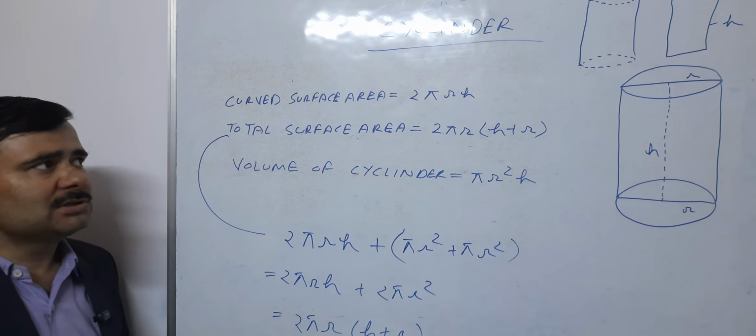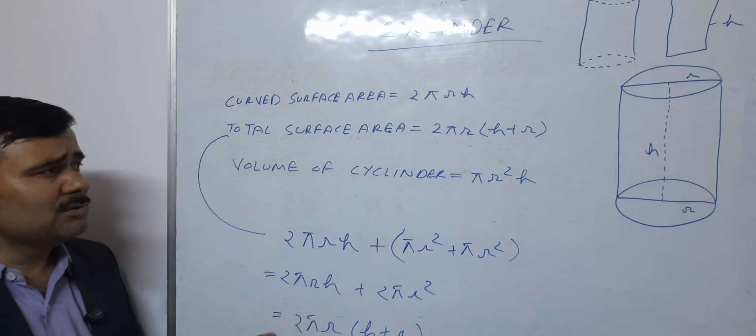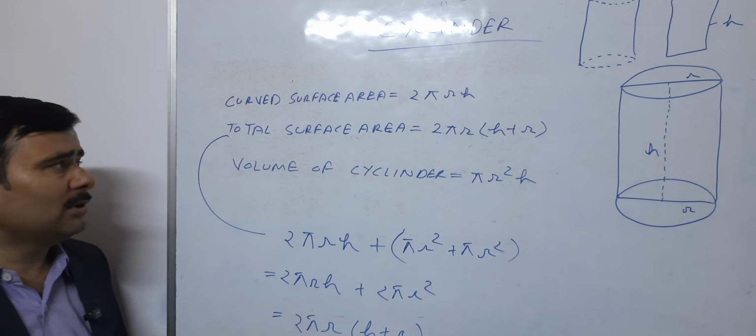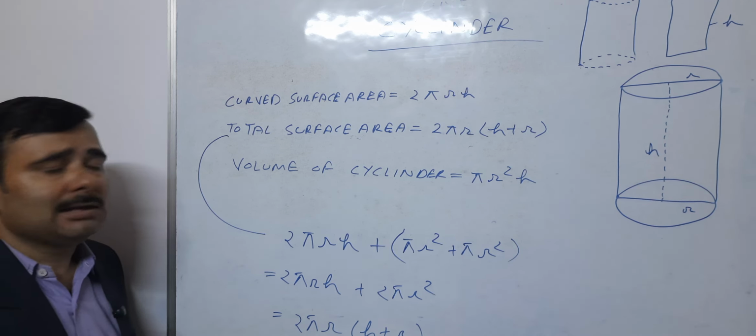So that is all about cylinder. With the help of radius, height, or given values, you can put these values in these formulas, and you can easily calculate total surface area, curved surface area, and volume of cylinder. That is all about cylinder.